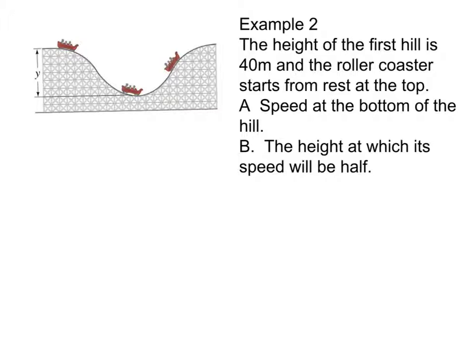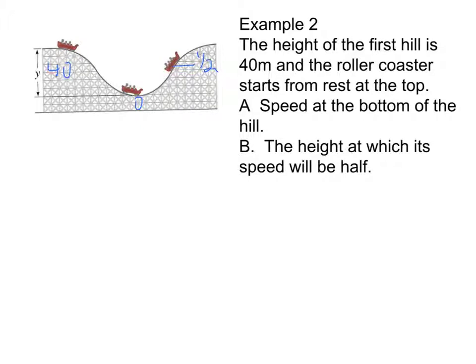Okay, let's see what we got going on here. Example number 2. The height of the first hill is 40 meters. Okay, and so we're going to call that 0. The roller coaster starts from rest at the top. Find the speed at the bottom of the hill, and the height at which the speed will be half. Well, let's see what we can do here.